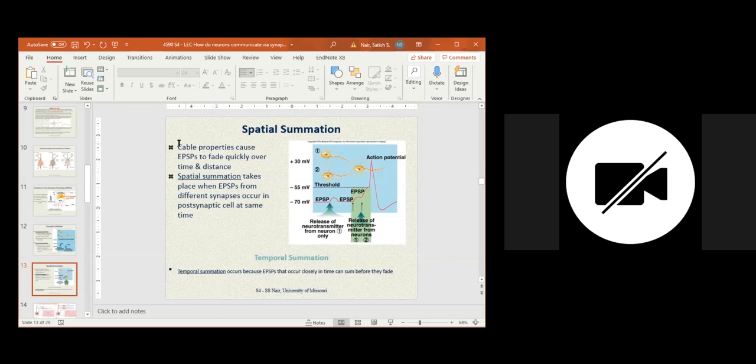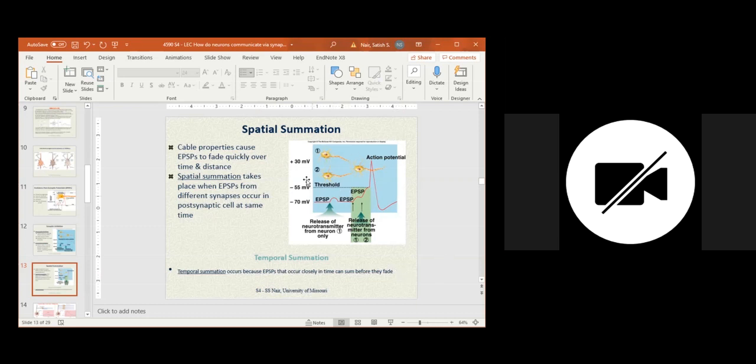Without summation, cable properties cause EPSPs to fade, because currents will leak out and it'll fade over time and distance. Spatial summation takes place when EPSPs from different synapses occur in the postsynaptic cell at the same time, like I mentioned. So temporal summation occurs because EPSPs that occur closely in time can sum before they fade.